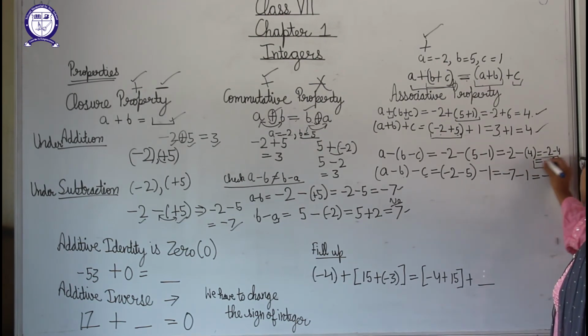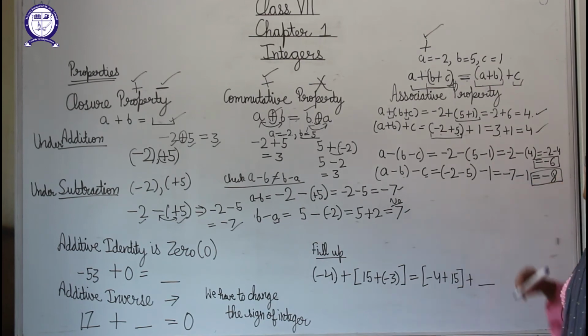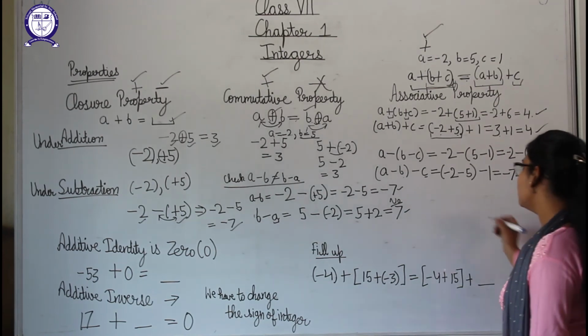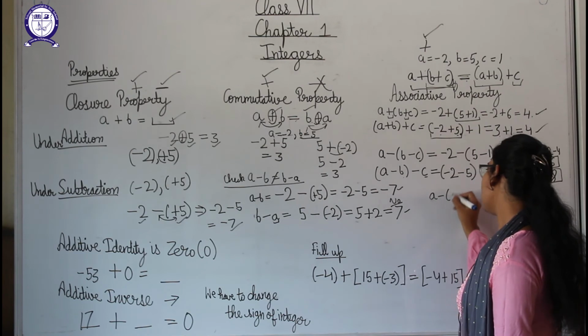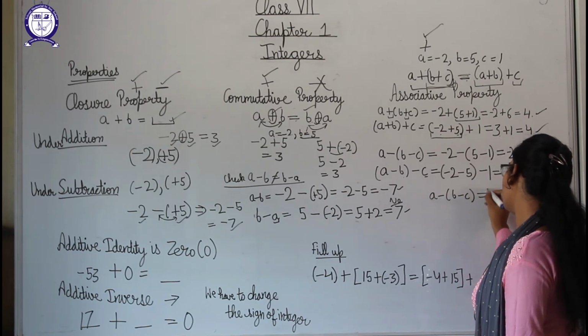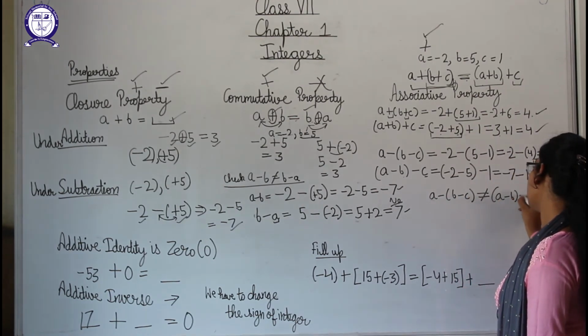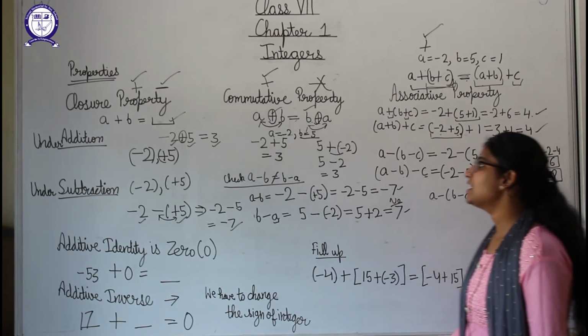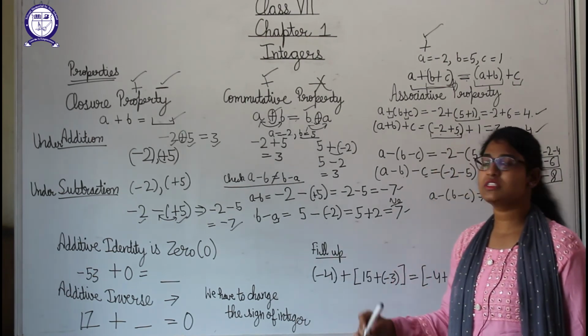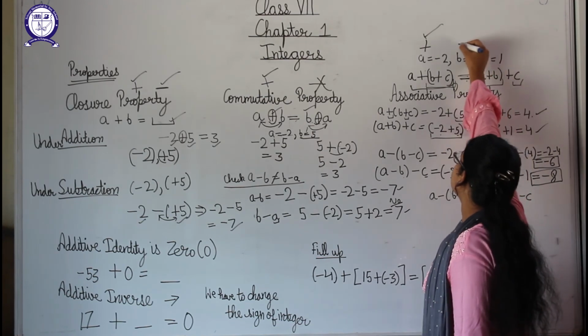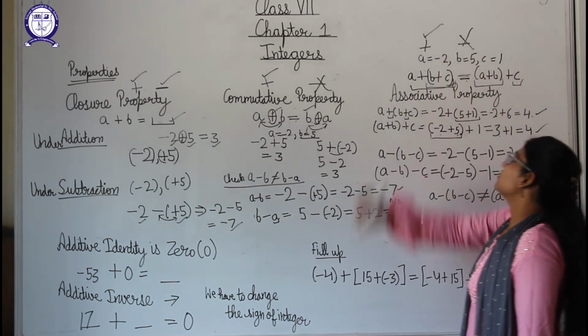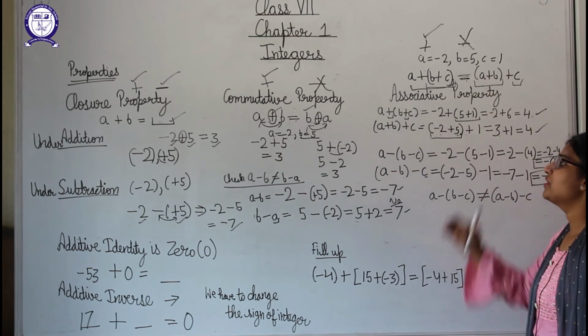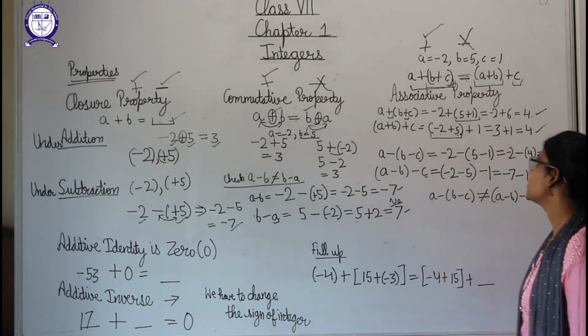Here we are getting minus 6 and here we are getting minus 8. Are these two same? No. So we will write that A minus (B minus C) is not equal to (A minus B) minus C. So we will say that integers are not associative under subtraction, means this property is not satisfied here. Associative property for the subtraction is not satisfied.